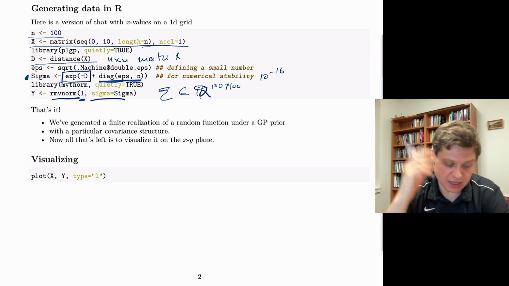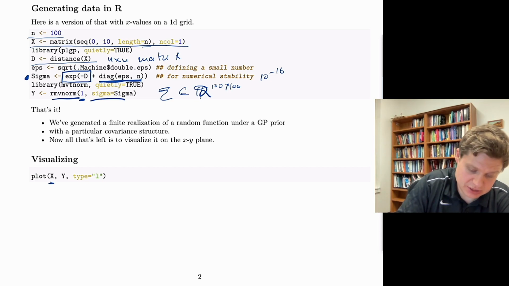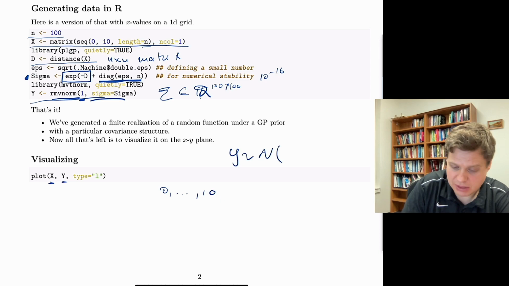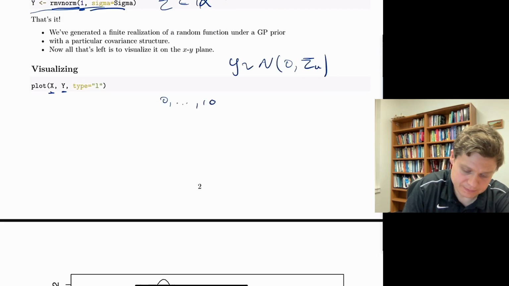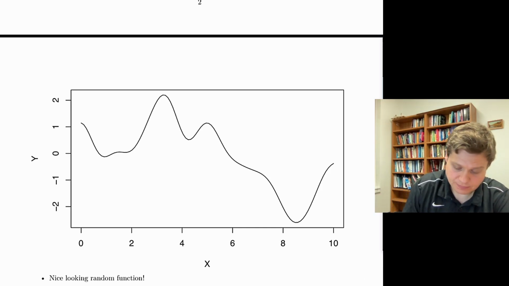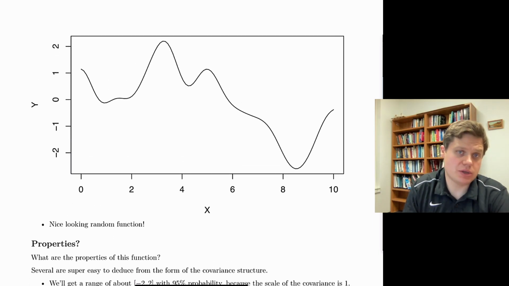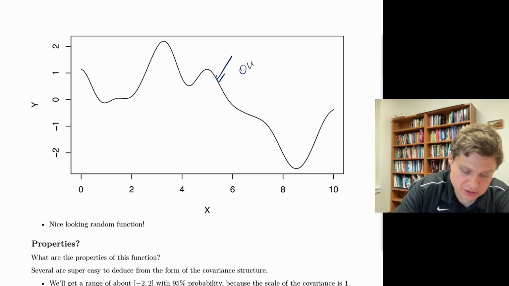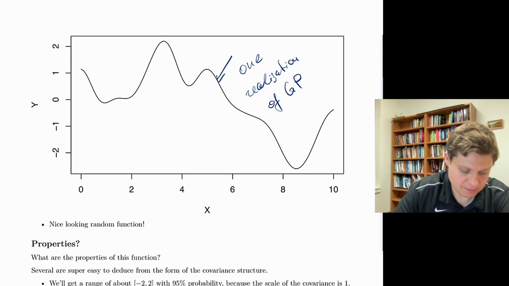And let's visualize it. So we're just going to plot our x, which is just a sequence of numbers between 0 and 10. And then y is our sample from the 100-dimensional multivariate normal. Right? Here we go. So it's a nice looking random function. So it's just one realization. So what we see here is one realization of Gaussian process.